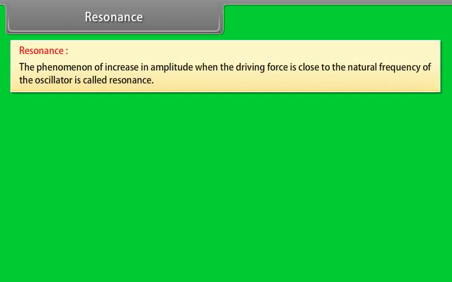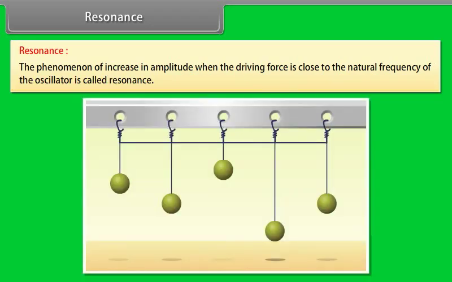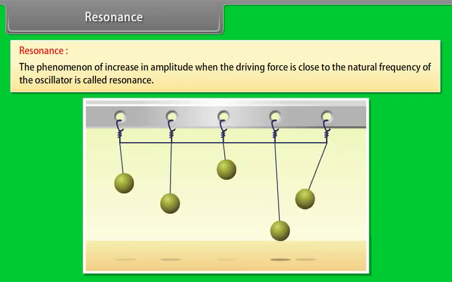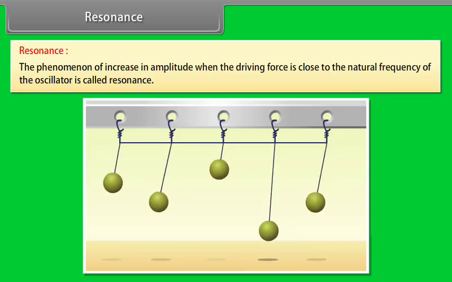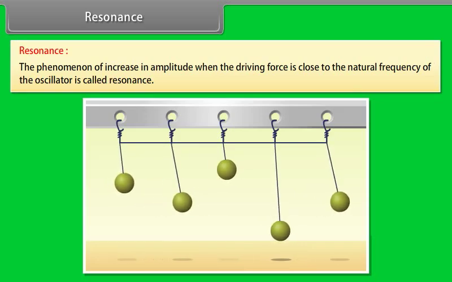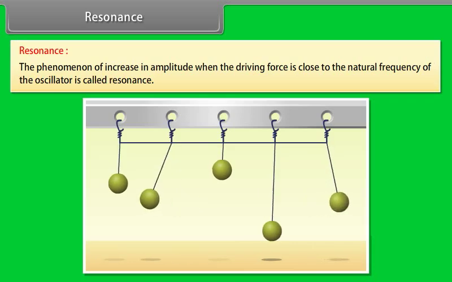Resonance. The phenomenon of increase in amplitude when the driving force is close to the natural frequency of the oscillator is called resonance. Let us understand with an example. Five simple pendulums of different lengths are suspended from a common rope. Pendulums 1 and 4 have the same lengths and the others have different lengths. Now, let us set pendulum 1 into motion. The energy from this pendulum gets transferred to other pendulums through the connecting rope and they start oscillating.